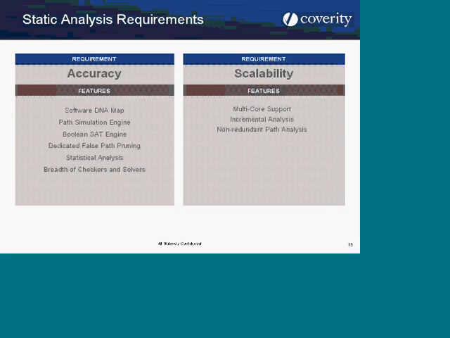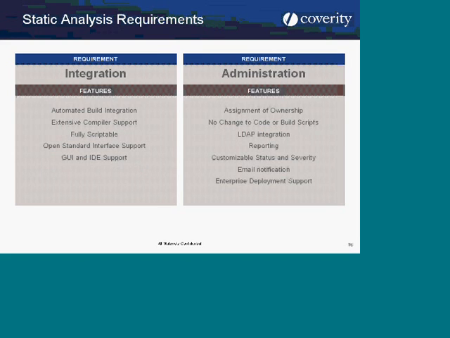Second, scalability. With multi-core, incremental, and single-pass analysis, we want to ensure that Coverity Prevent's analysis is fast and can also support the largest code bases in the world. Integration. Based on our work with 350 customers, we know firsthand that every development environment is unique. We have a proven ability to integrate with a wide variety of different build systems and compilers. Also, administration. We require no changes to your code and no changes to your build.